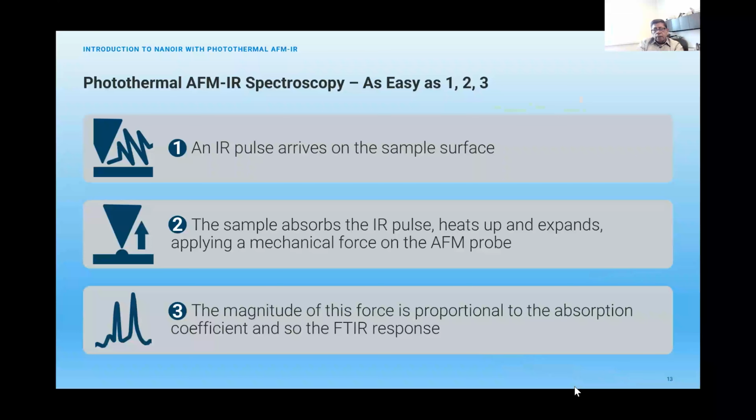It's pretty straightforward. The first step, as you have seen in the video, is that the IR pulse comes at the sample surface, the sample absorbs the pulse, heats up and expands, and then it applies a mechanical force on the AFM probe, because the AFM probe is in close proximity to the sample surface. Okay, it's mechanically coupled, and then you measure the response. So the magnitude of this force is proportional to the absorption coefficient. Okay, so you get the IR spectrum, but at the same time you use the AFM for high resolution.